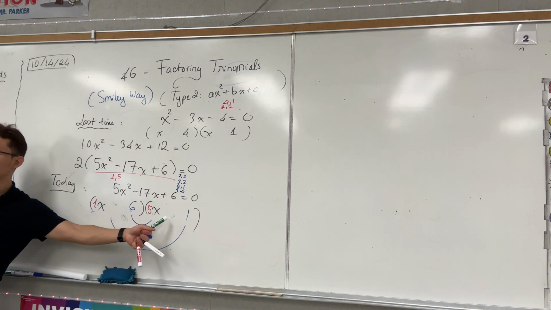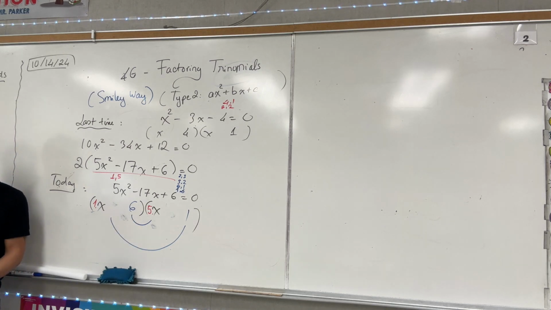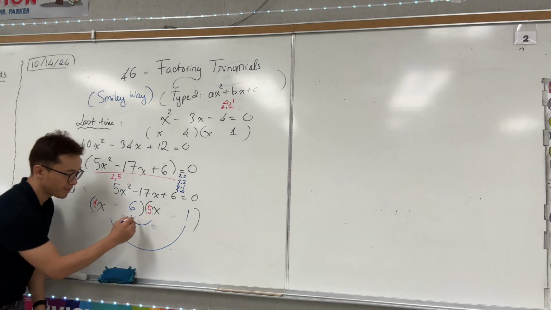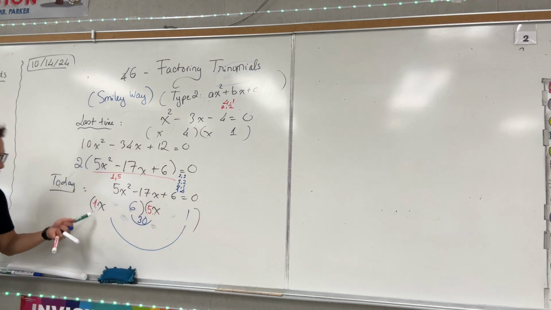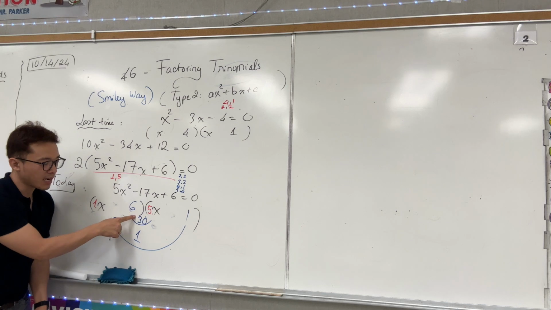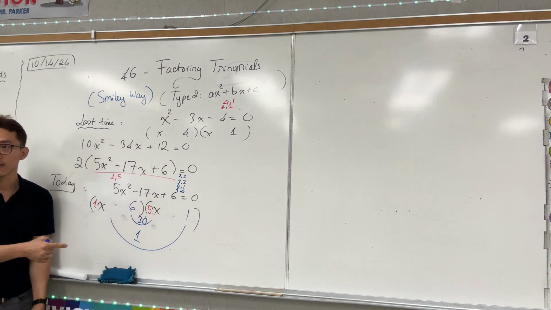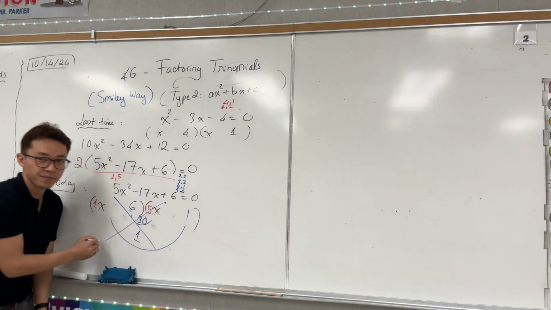The smiley way shows you where to multiply them. 6 times 5 is 30. 1 times 1 is 1. Now 30 and 1. This is the one you're going to check: can 30 and 1 give you 17? Can it give you 17? So this does not work.